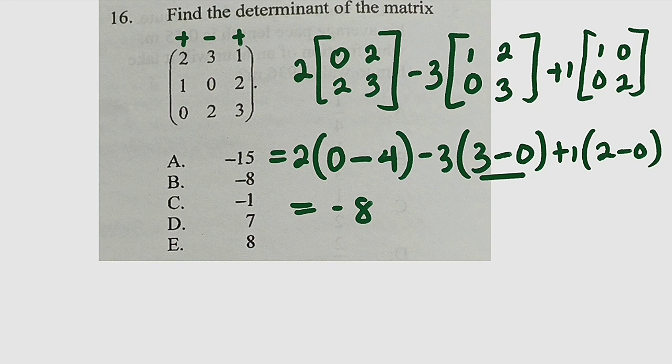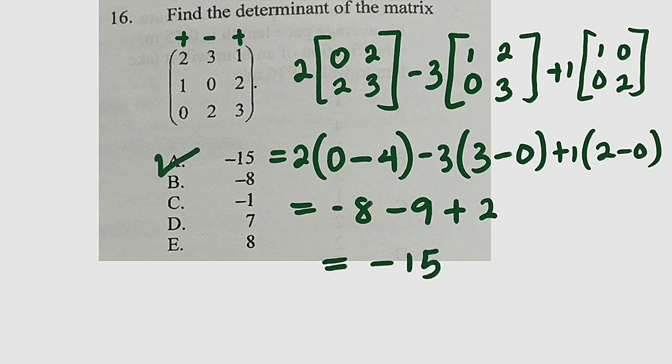3 minus 0 is 3. 3 times negative 3 is negative 9. Plus 2 minus 0 is 2, times 1 is 2. And this is equal to negative 8, negative 9 is negative 17. And negative 17 plus 2 is negative 15. So this is negative 15, which is option A.